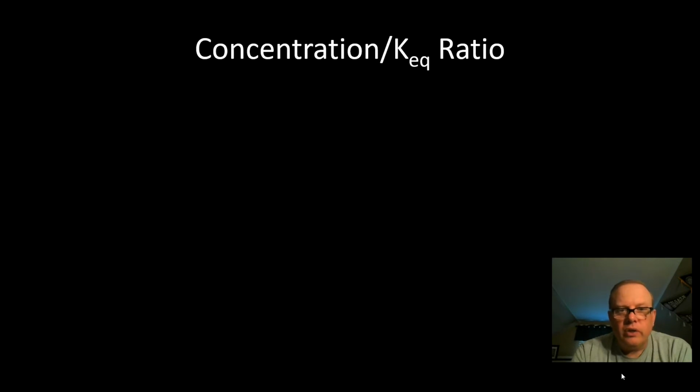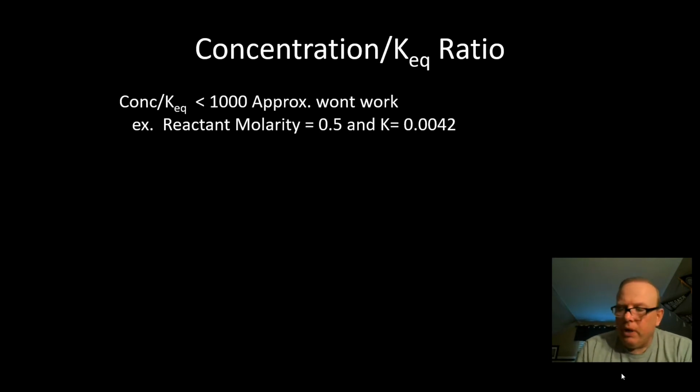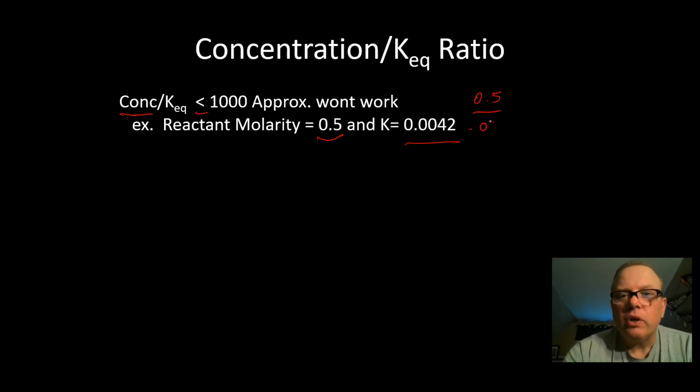So here's the idea. If the concentration, the amount that we start with, divided by K is less than 1,000, we can't approximate it. It doesn't work. So here, if we have an initial molarity of 0.5 and a K, if we divide these and the value we get is less than 1,000, then you can't approximate, and you're going to have to figure some way out of it. So if I take that 0.5 concentration and divide it by 0.0042, I would get an answer of 119. That is not going to allow me to approximate. It doesn't work. Can't.